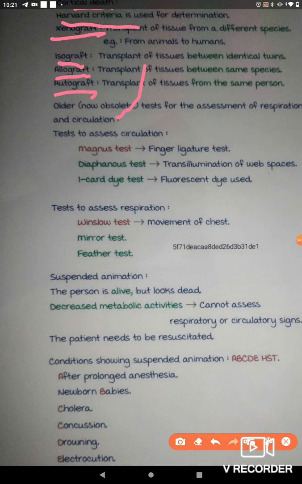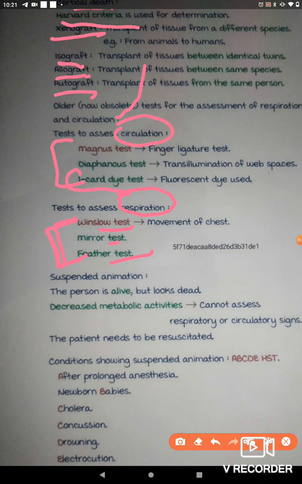Now the absolute tests for the assessment of respiration and circulation. What are the tests to assess the circulation, and what are the tests to assess the respiration? For the respiration we have the Winslow, mirror, and feather tests. For the circulation we have the Magnus, diaphanous, and ICARD dye tests. So the Magnus, diaphanous, and ICARD dye tests are for the circulation.